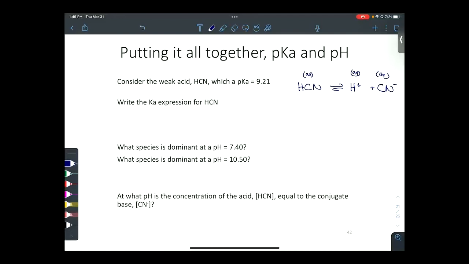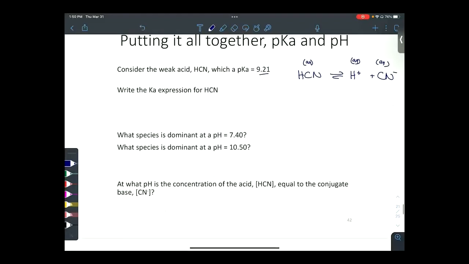So we have HCN, which has a pKa of 9.21. All right, here's the equilibrium expression for it. Let's write the Ka expression for this chemical reaction. It's just products over reactants, right? So Ka equals [H+][CN-] over the concentration of HCN. Whoops, no charge. There we go.